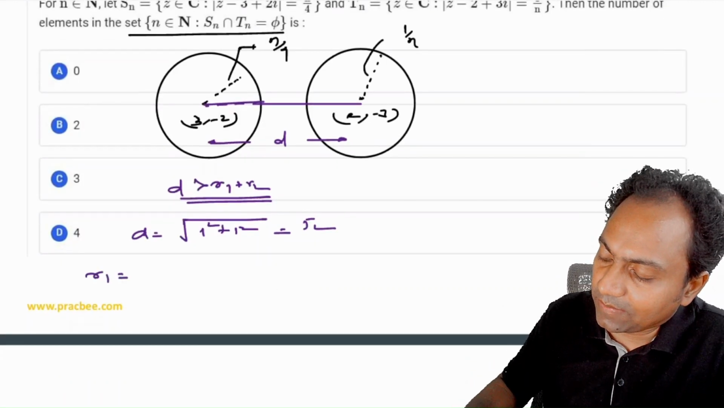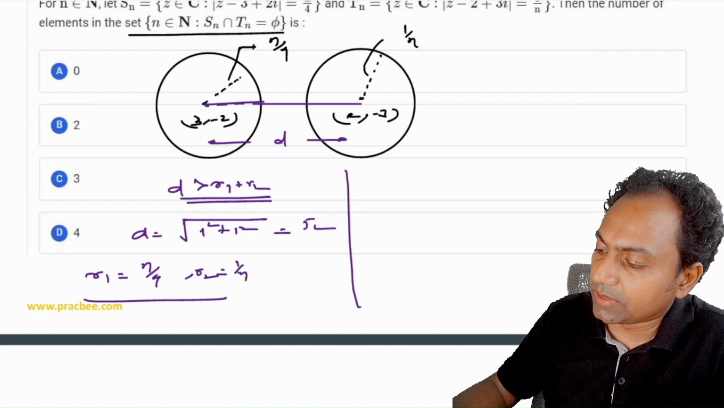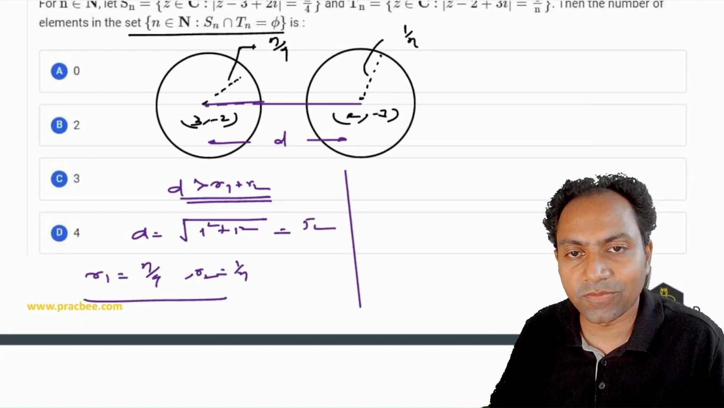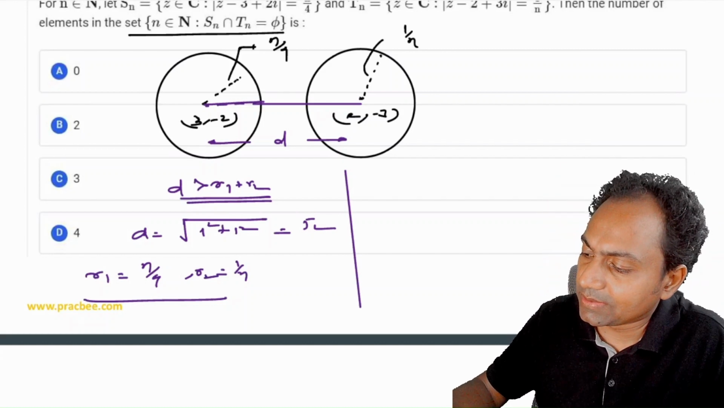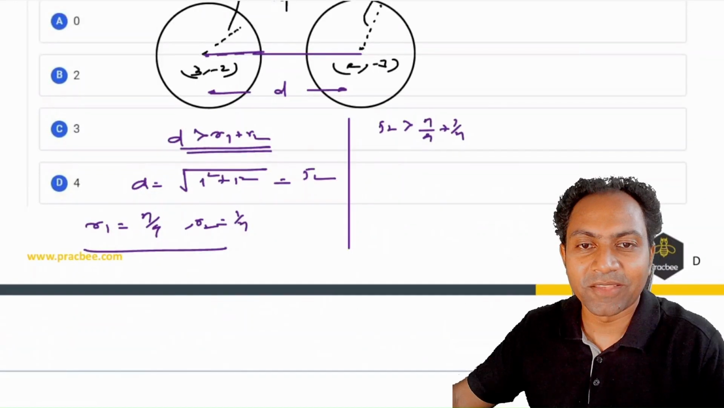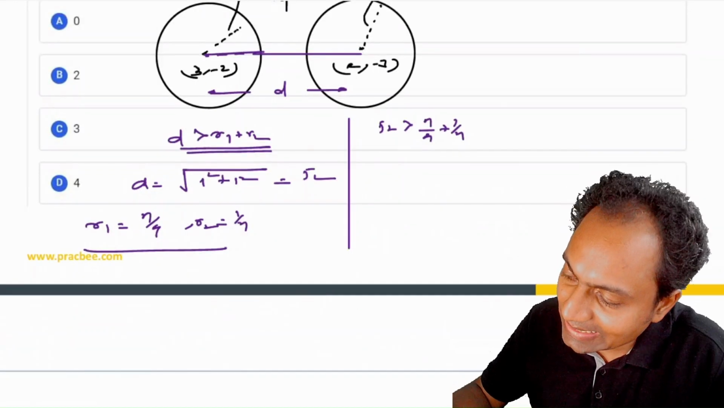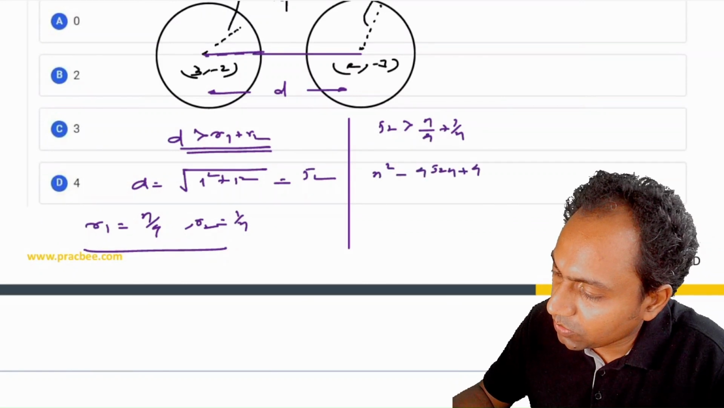If I find R1, they have given this value as n by 4. If I say R2, they have given this value as 1 by n. So all we need to do is simplify this equation and find the corresponding values of n, and that is going to be the answer. If I do so, what I can write is root 2 is greater than n by 4 plus 1 by n. Now if I solve this further, what I'm going to get is n square minus 4 root 2 n plus 4 is smaller than 0.